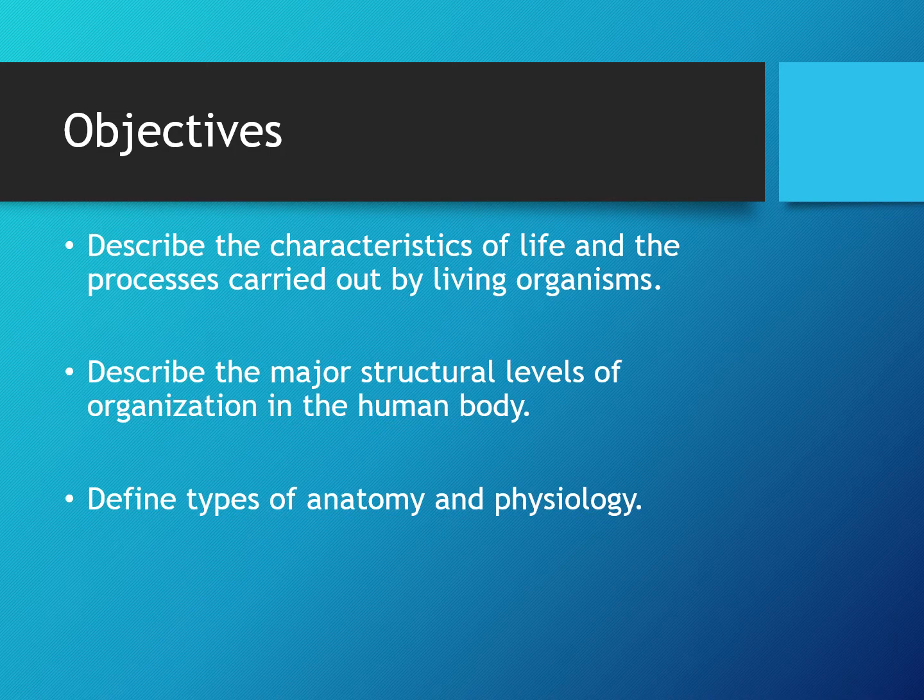The major objectives for Chapter 1 include describing the characteristics of life and the processes carried out by living organisms, describing the structural levels of organization in the human body, and defining anatomy and physiology, and being able to describe different types. These objectives, plus others belonging to Chapter 1, are located in the Chapter 1 folder in your Blackboard course space.